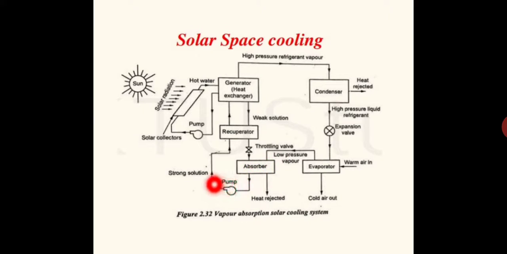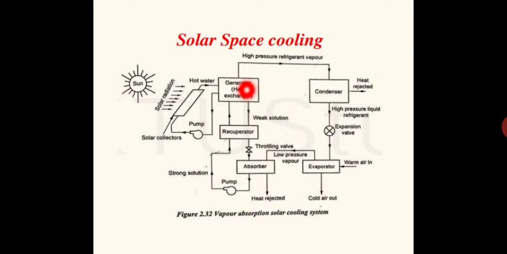So in the absorber tank, the absorbent will absorb the refrigerant and it becomes strong solution. That strong solution is pumped through a recuperator. I will explain what is the function of the recuperator. It is actually a heat exchanger. So through the recuperator, it is passed to the generator or heat exchanger. This is called the generator. So strong solution is passed to the generator.